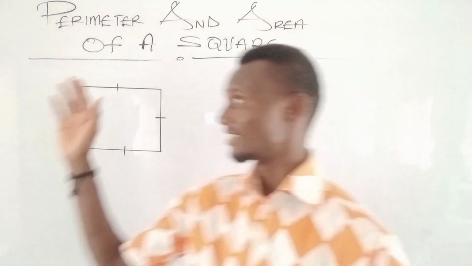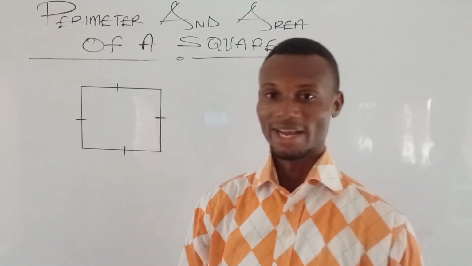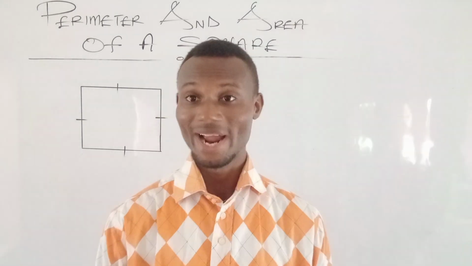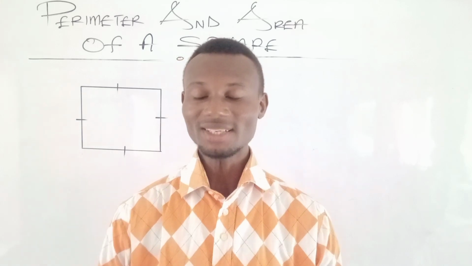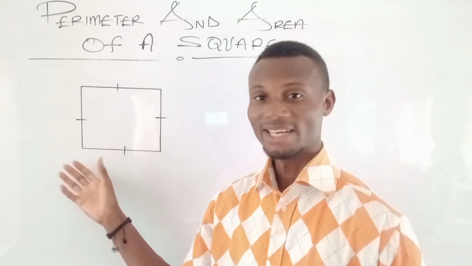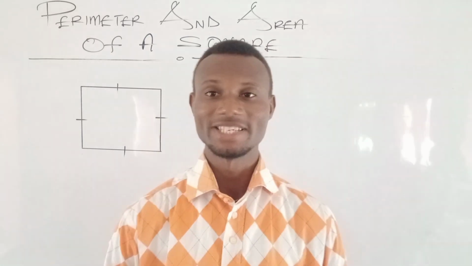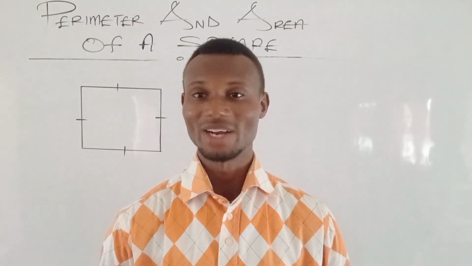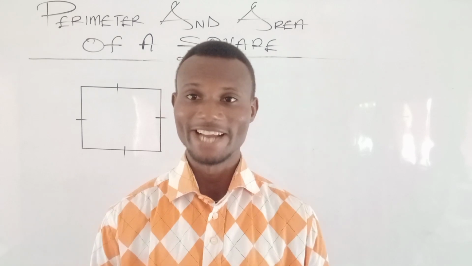As you can see from the board, I've written perimeter and area of a square. Before we go ahead, I have to do a quick explanation of what a square is. Then we can proceed and solve questions. This is the diagram of a square as I've drawn on the board. A square is a plane figure which has all sides equal. That is the simplest definition you can give to a square.